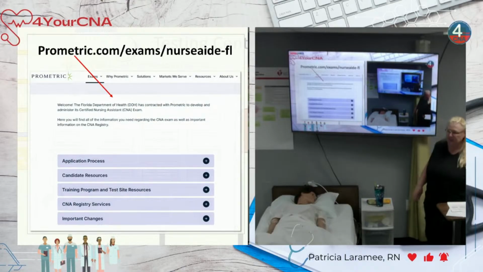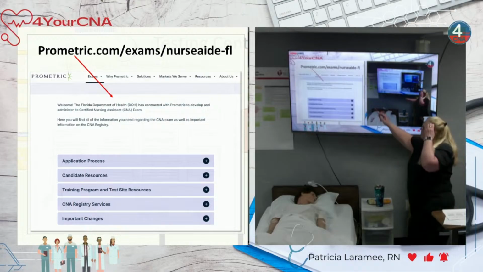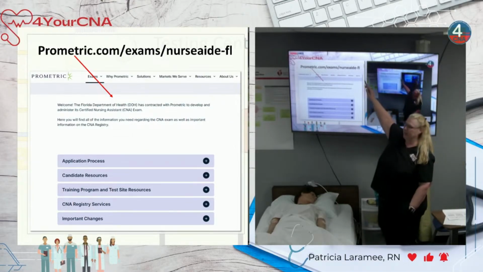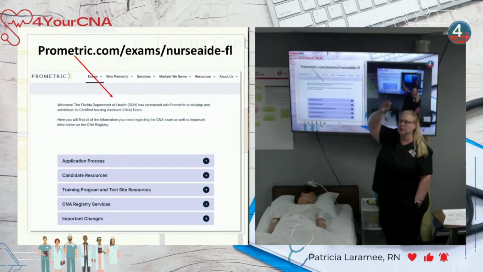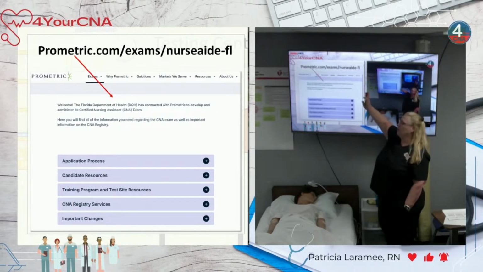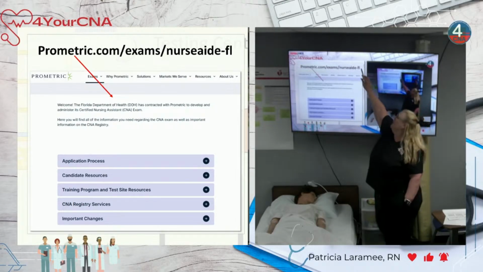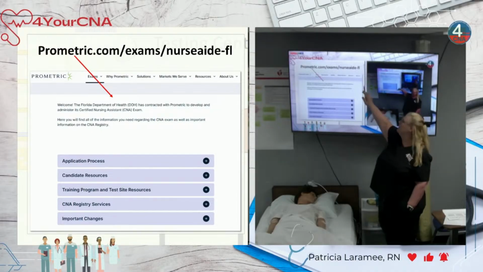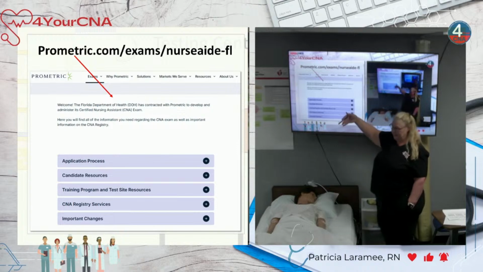So all of this information is found on Prometric's website. This is prometric.com/exams/nurseaid-FL. So if you're in a different state, let's say you're in New York, New York also uses Prometric. This would not be FL, it would be NY. If you're in Texas, it would not be FL, it would be TX.